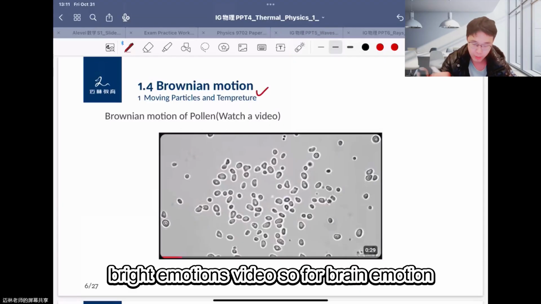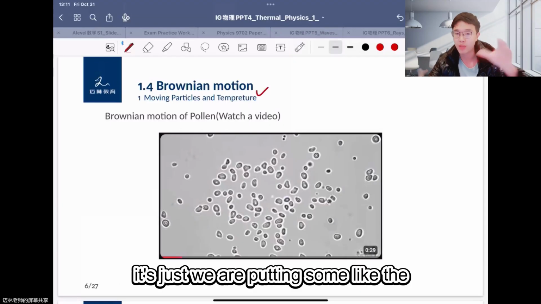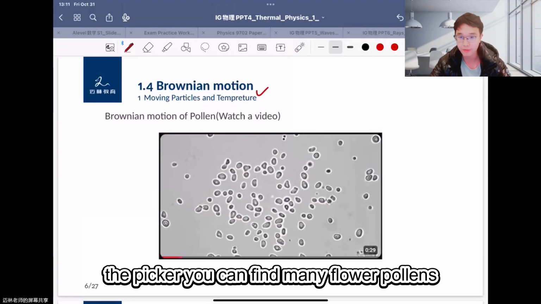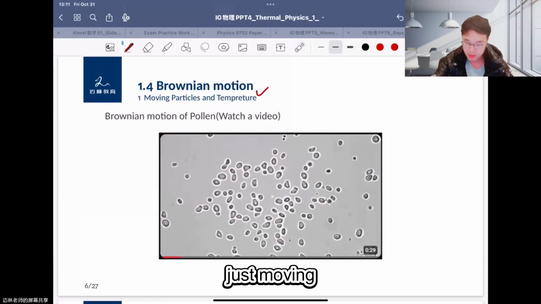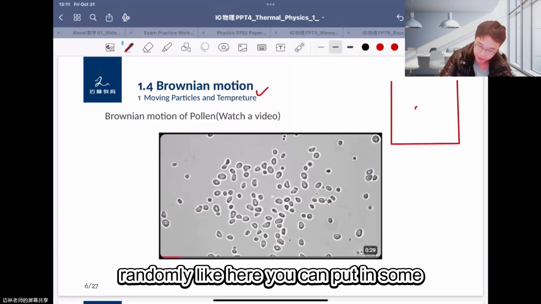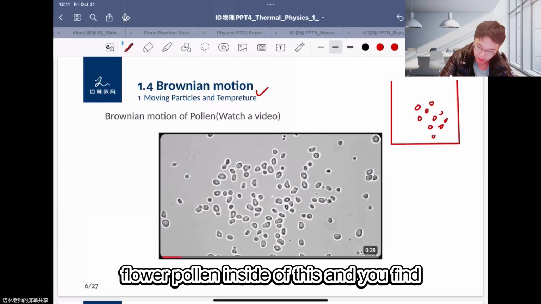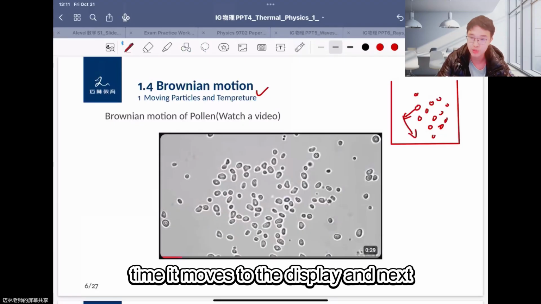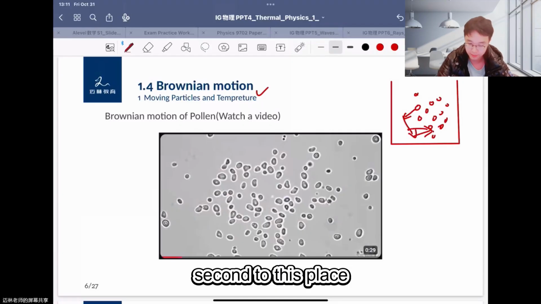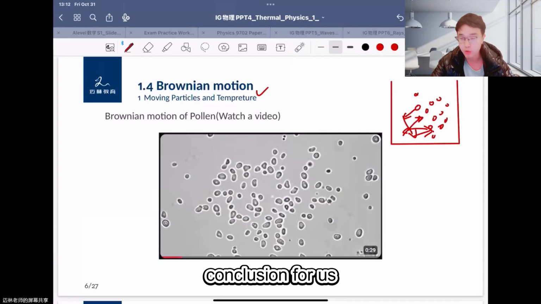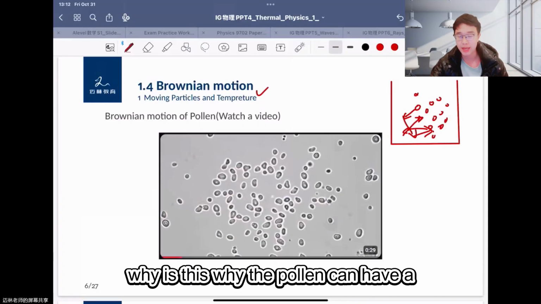Okay, for Brownian motion, we are putting some flower pollen inside water. In the beaker, you can find many flower pollen grains moving around randomly. Like here, you put some flower pollen inside, and you find the pollen first moves to this place, next it moves to this place, and next second to this place. Just a random motion, without any pattern for us. So why can the pollen have a random motion?